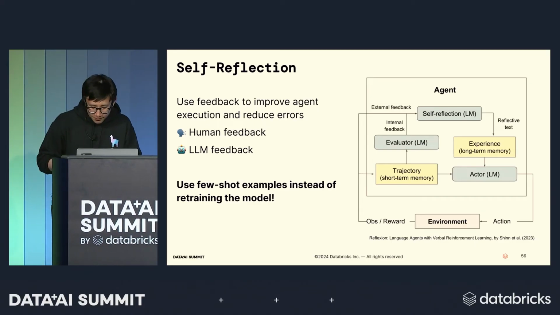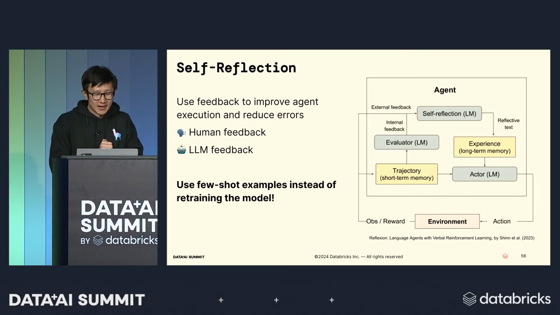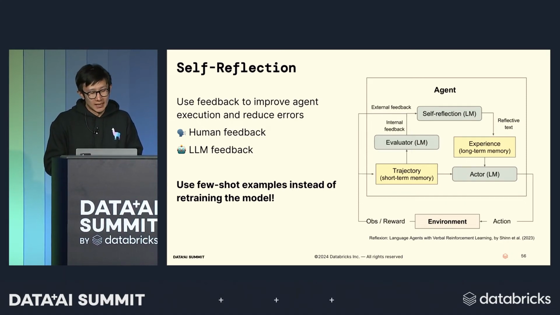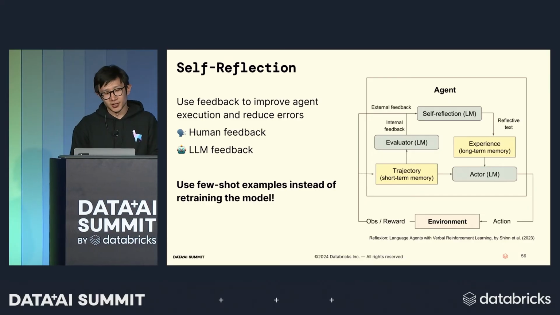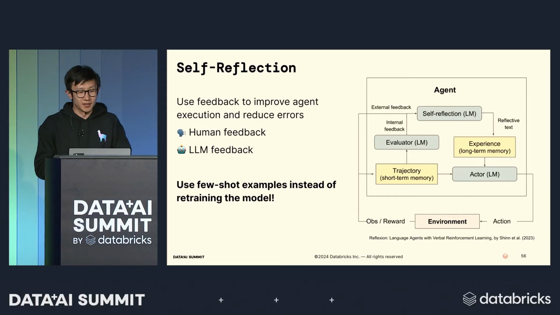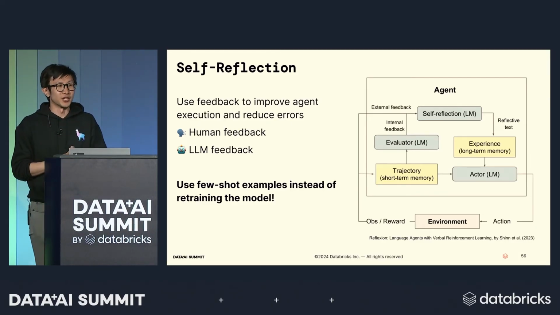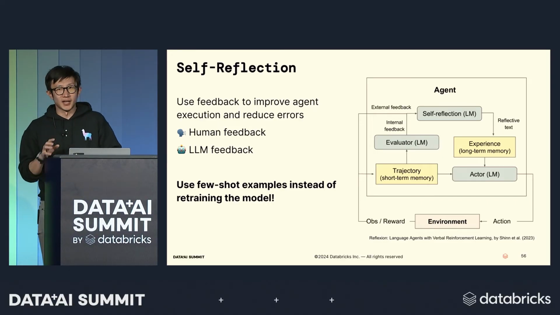And I think Andrew Yang had a tweet on this as well, but self-reflection, right? It is a necessary component of your agent system. Basically, self-reflection is about using feedback, whether it's human or automated, to improve your agent execution and reduce errors. So actually adding this layer throughout different parts of your agent or RAG pipeline.